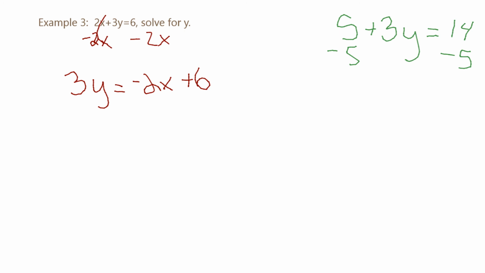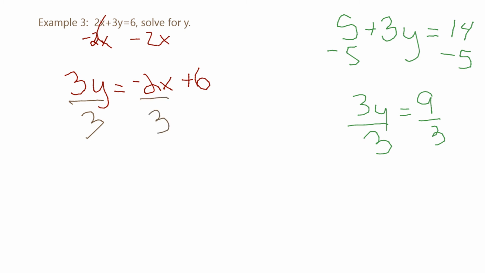So if I do off to the side, again, I have 3y equaling 9. So my last step is to divide by 3. So I'm going to apply that same principle to this literal equation. I'm going to divide each piece by 3. Again, it just makes it easier. So this gives me y equaling negative 2 over 3x. Leave it as a fraction. Do not change to a decimal. Leave it as a fraction.